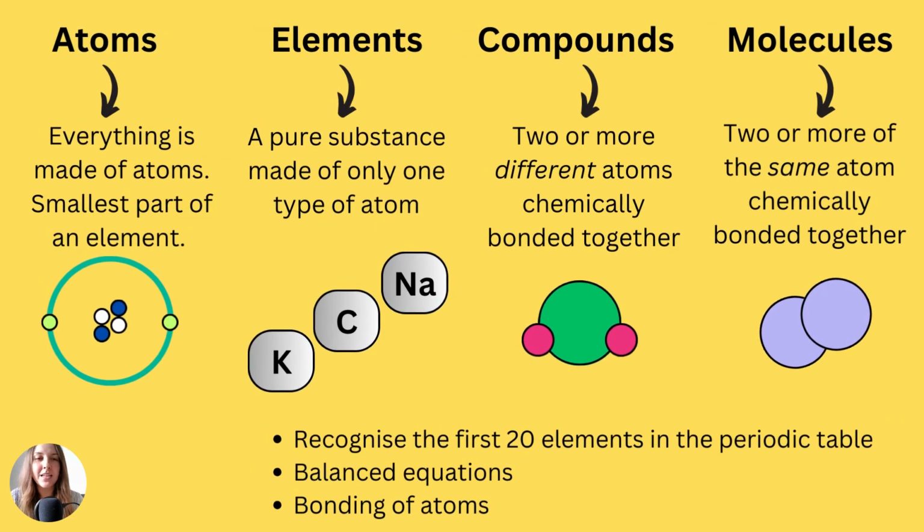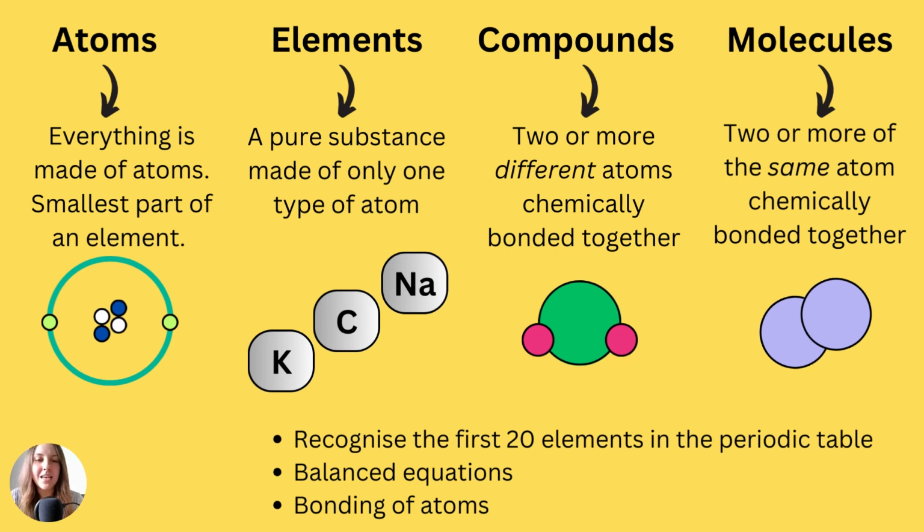Let's start off by defining atoms, elements, compounds, and molecules. Atoms are the smallest part of an element. Everything around us is made up of atoms, including you and I. But what is an element? Well, it's a pure substance. It's made up of only one type of atom, and this could include sodium, Na, carbon, C, and potassium, K.